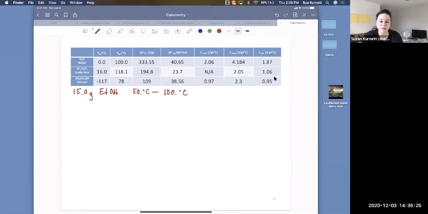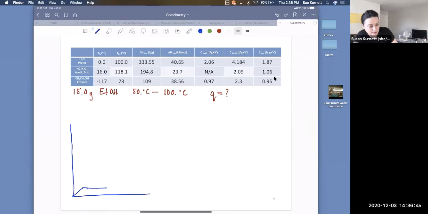So what you're going to do is figure out how much energy is required to go from 50 degrees to 100 degrees. What we need to know is where are we on that phase diagram. So I'm going to draw a little phase diagram here: solid warming, solid melting, liquid warming, liquid vaporizing, vapor warming. So the number I put here is the melting point.